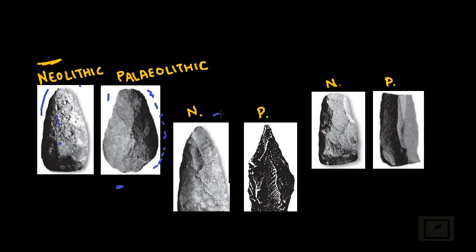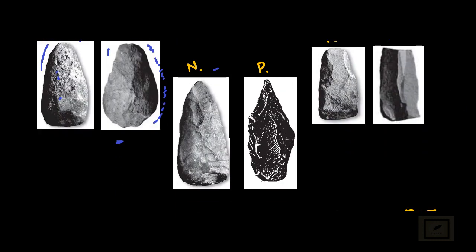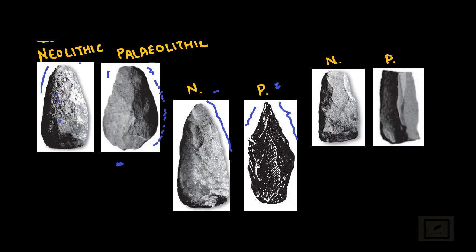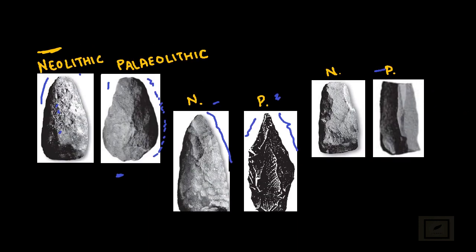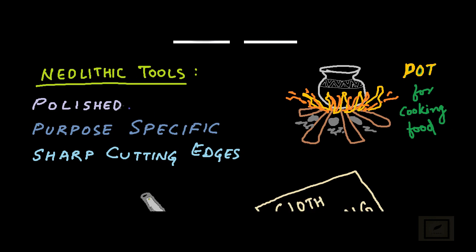And similarly here we have a stone that can be used to cut something. Here we have a stone which has sharp edges. In the Paleolithic period, the stones were really rough and they did not have any kind of sharp edges. Here is another example for the same thing. So we can simply say the Neolithic tools were polished in nature. They were very purpose specific and they had sharp and cutting edges.